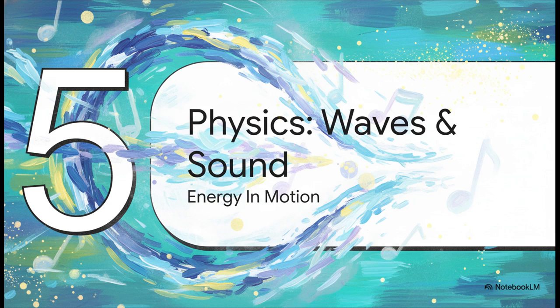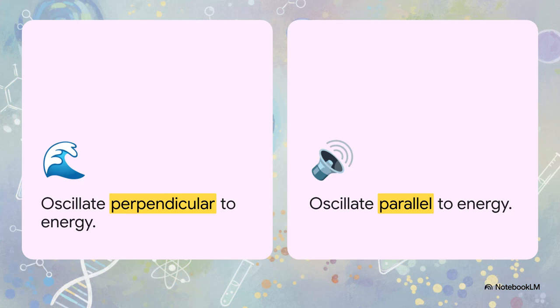And finally, Section 5, Physics, Waves and Sound, Energy in Motion. We have two main types of waves in physics, and you definitely must know the difference. In a transverse wave, the particles oscillate perpendicularly, meaning at a 90-degree angle to the actual direction the energy is transferring. Think of the up and down ripples on a pond. In a longitudinal wave, like sound, the particles oscillate parallel to the direction of energy transfer, so they don't go up and down, they actually push back and forth, creating distinct areas of high pressure called compressions and low pressure called rarefactions as they travel through the air.